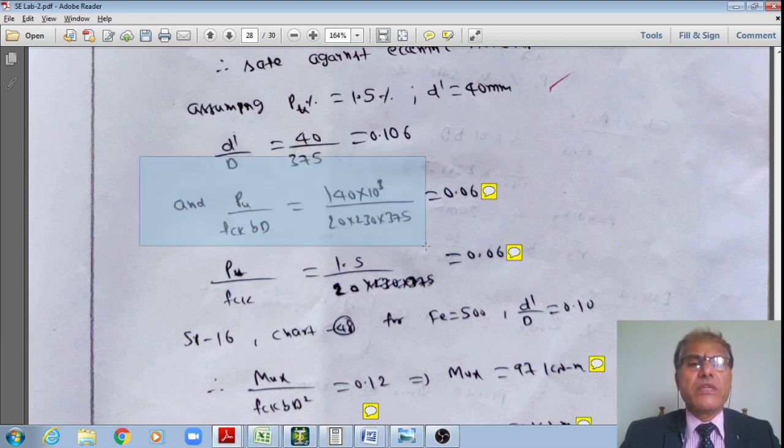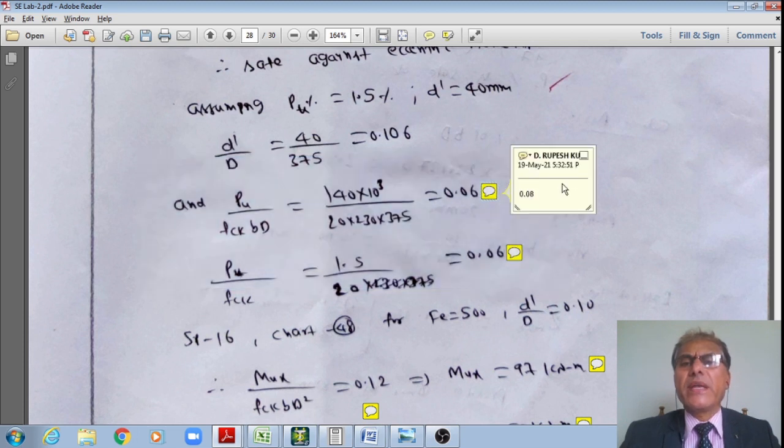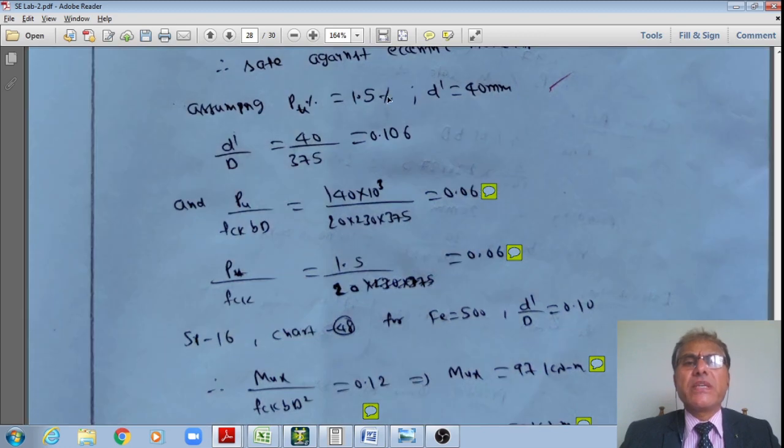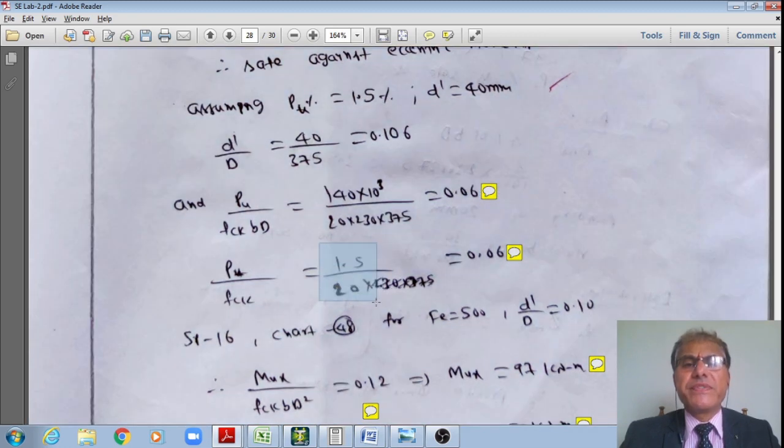Now let me calculate what is Pu by fck bD. Pu is 140 and fck is 20 and b and D are 230 by 375. Now I'll get 0.08, not this 0.06 to 0.08. Similarly, this percentage of the steel, I was doing 1.5 divided by fck is equal to 20. Even this works out to 0.075.